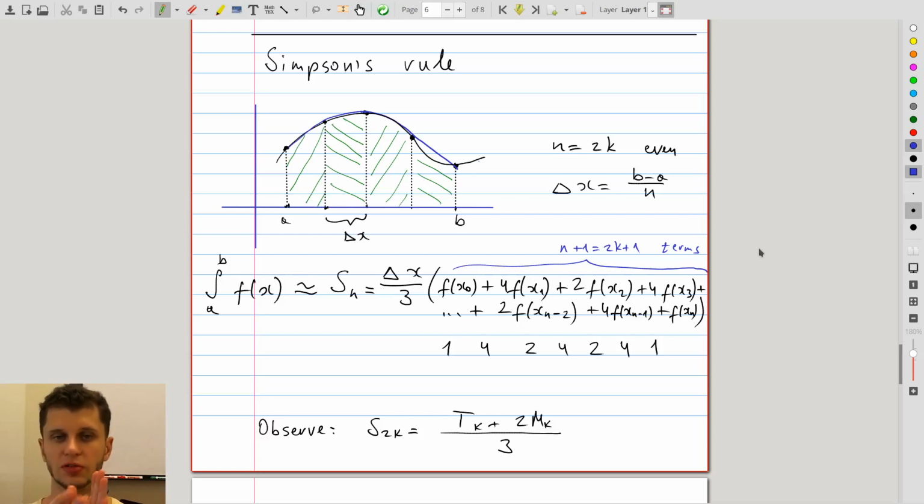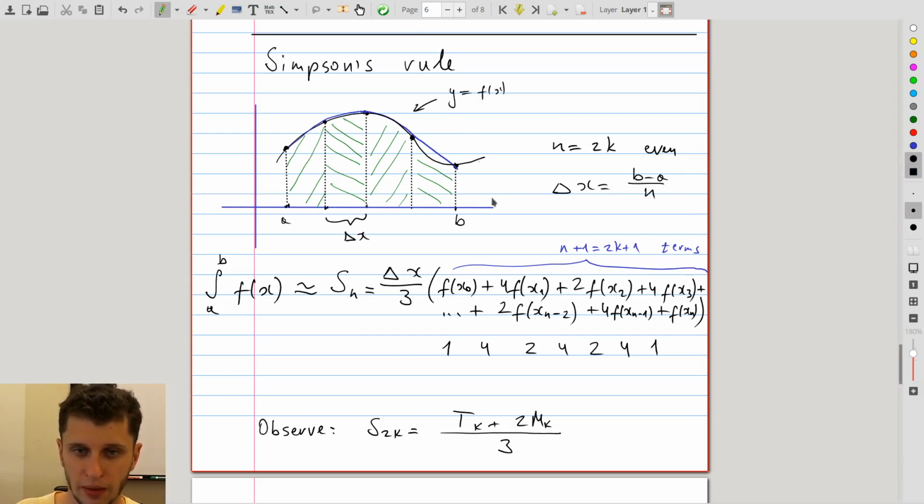Simpson's rule follows an idea similar to that of the midpoint rule or the trapezoidal rule, and that is approximating the complex area, the complex shape under our curve, with simpler shapes. And so in this picture, we again see a partition of the interval AB into subintervals.